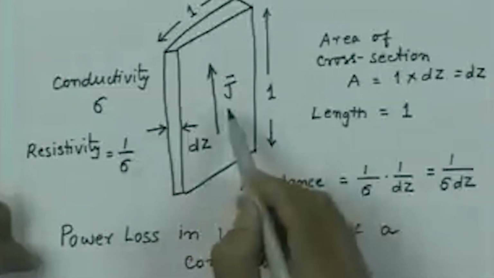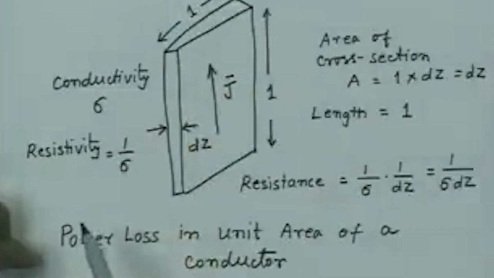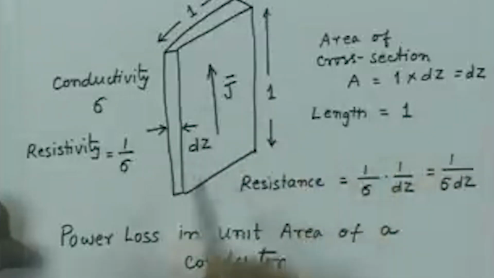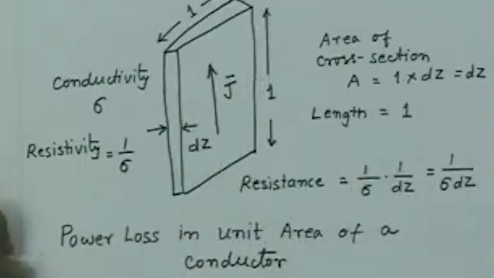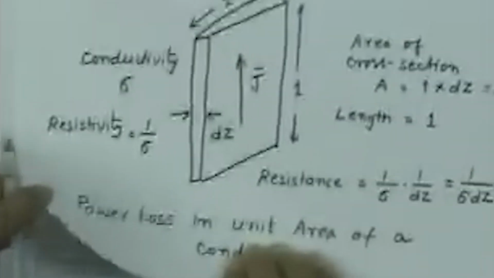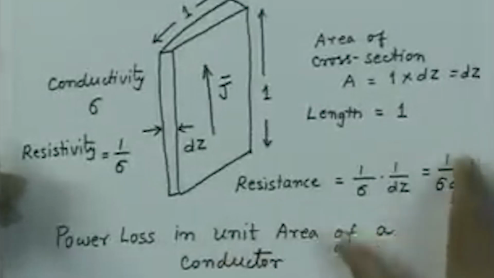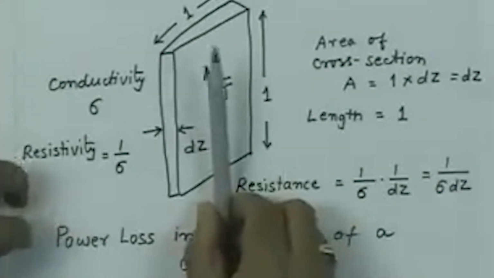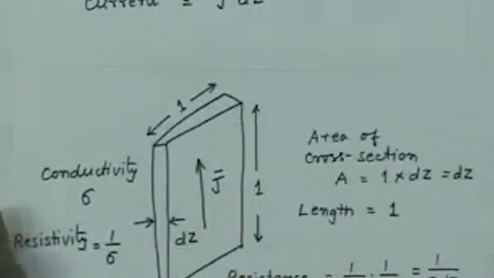How much is the current flowing in this? That is J multiplied by the area of cross section, which is A. So J times dz is the current flowing in this slab. So I have the current equal to J times dz. The resistance of this slab is 1 upon sigma dz, and the current flowing in this is J times dz.